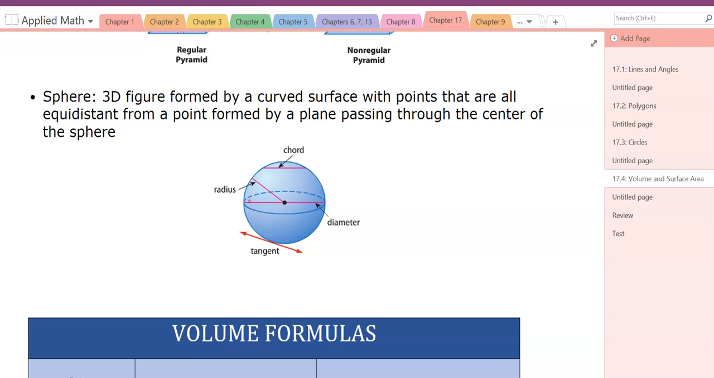Think about the Earth. If the Earth is cut in half, it's a circle there. So that's why we have the northern and the southern hemisphere. They break it into two parts. Spheres have radiuses, diameters, chords. They have all those same pieces that circles have.